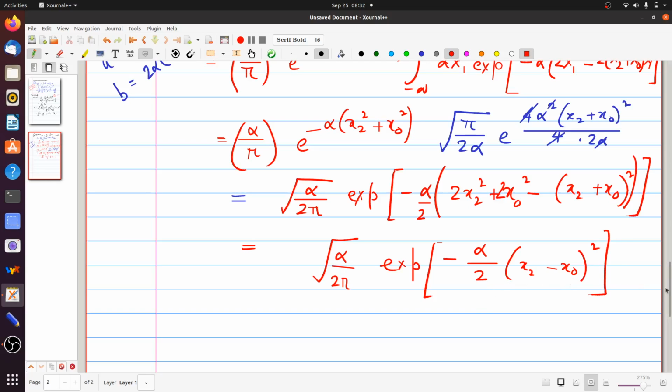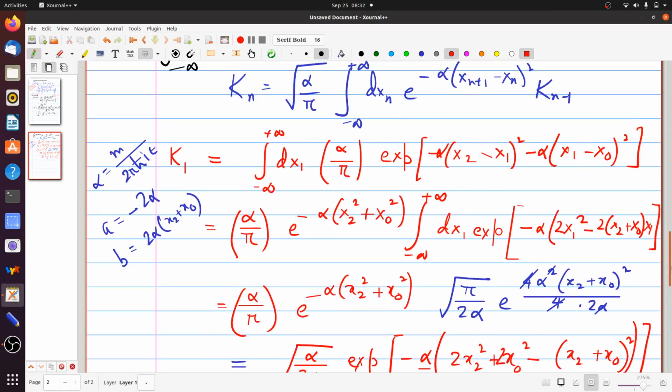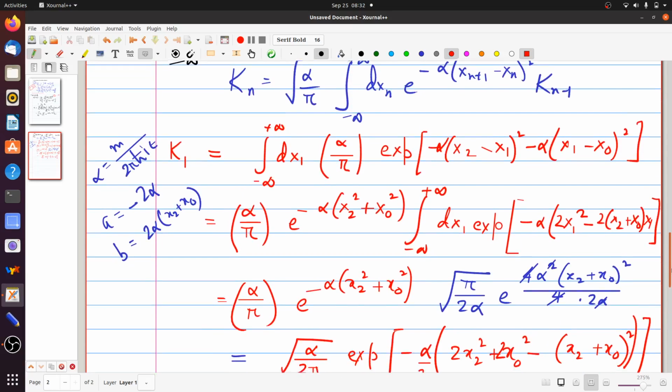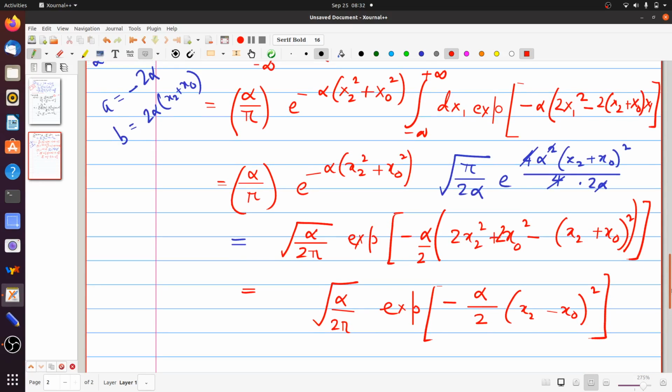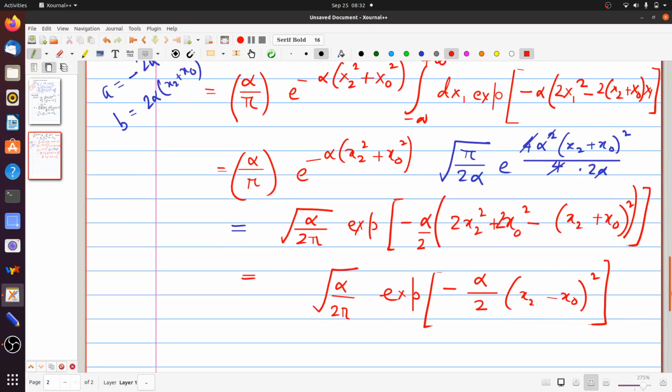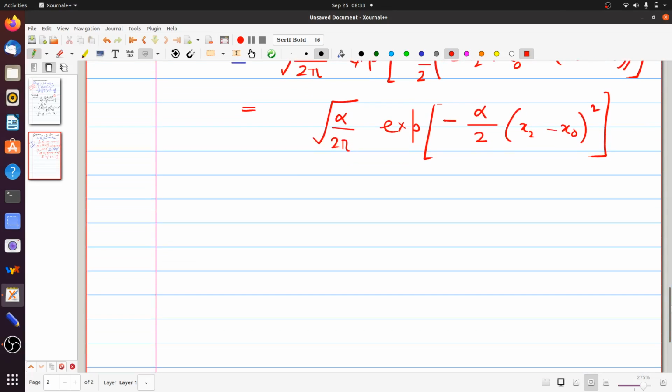So K1, one integral, is sort of easy to do. You just do a simple Gaussian integral and you are done. You have got this result. Of course, we have n of these to do. So let's now look at K2.